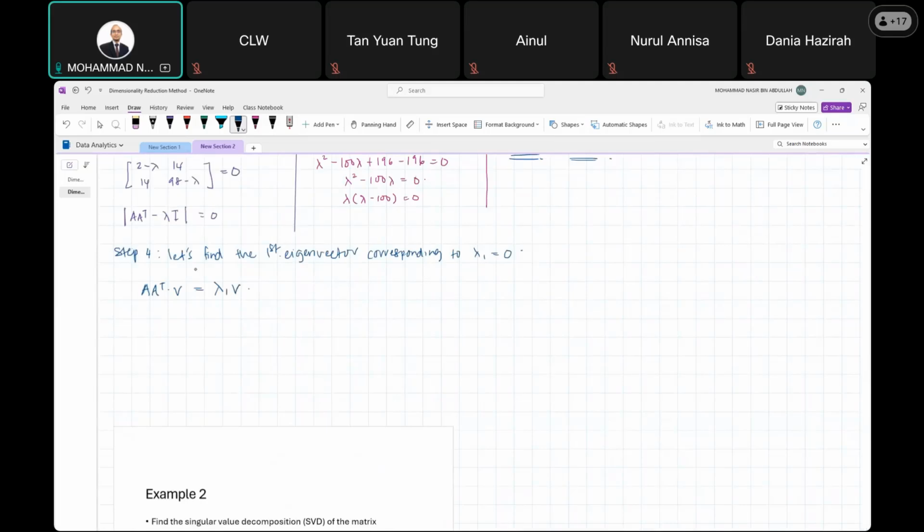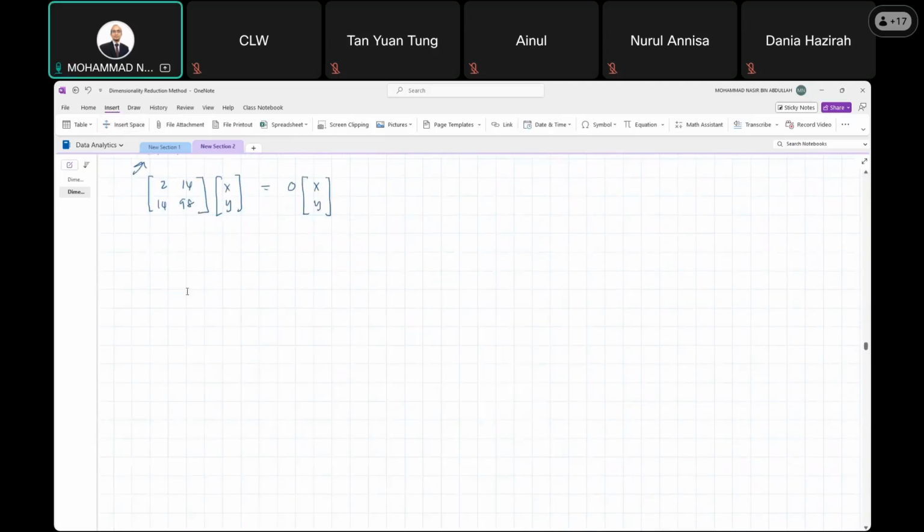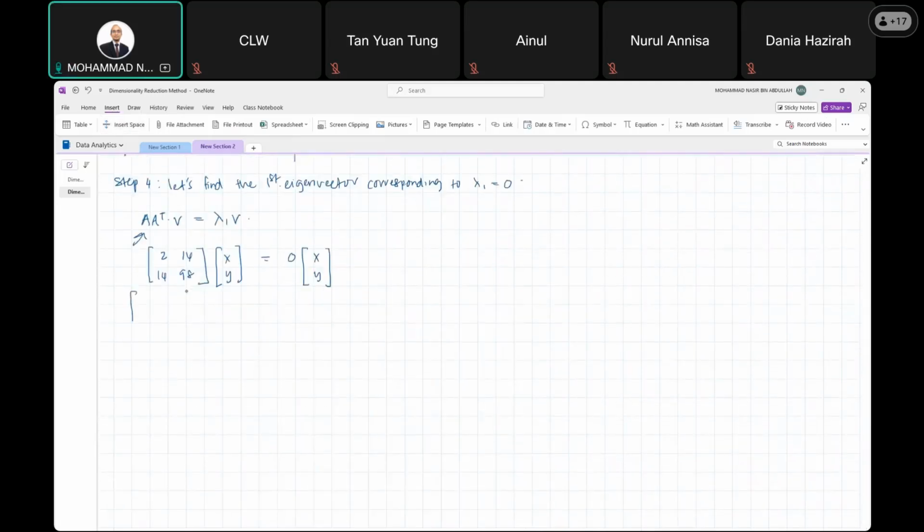Since this matrix is 2 by 2, it is 2, 14, 14, 98. The V value should be X and Y, which is 2 by 1. So lambda 1 equal to 0, and matrix V is X, Y, equal to 0, right? Then we try to simplify the equation. So this one should be 2X plus 14Y, and this is 14X.